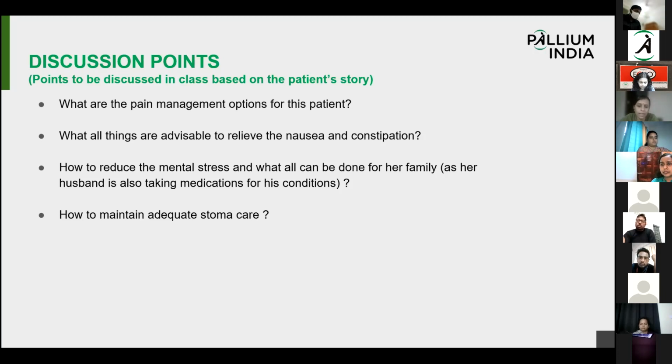Okay. And do you think an increase in the dose of stimulant laxative would help? What dose of Cremaffin is she on? 30 ml HS. Okay. Krithika, would you like to comment on the constipation part of it?